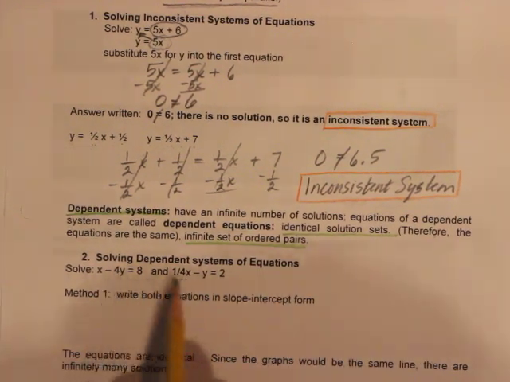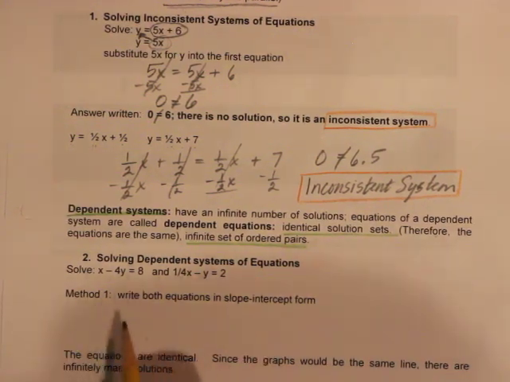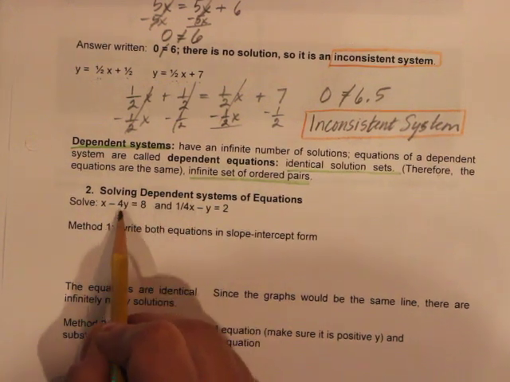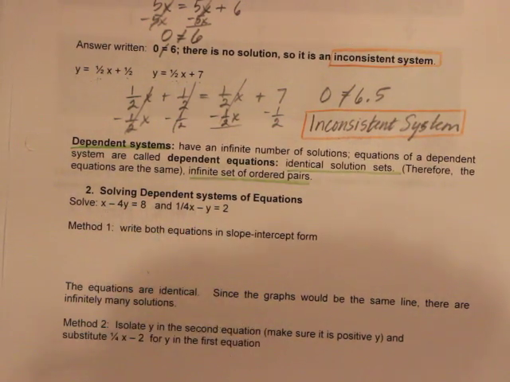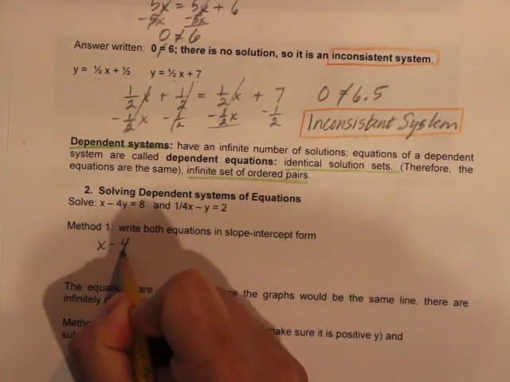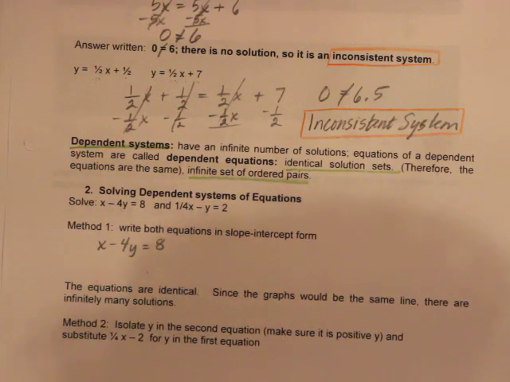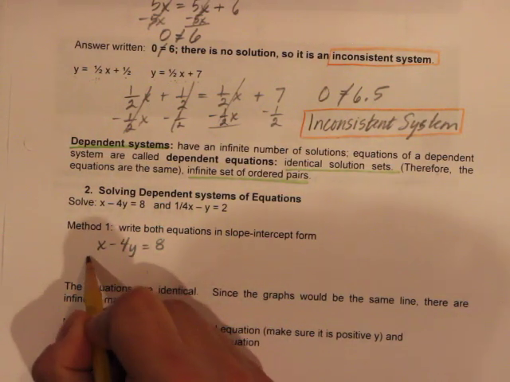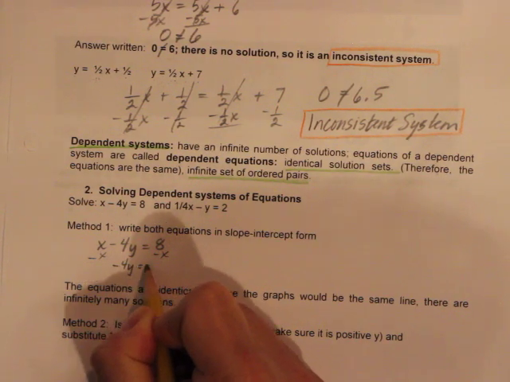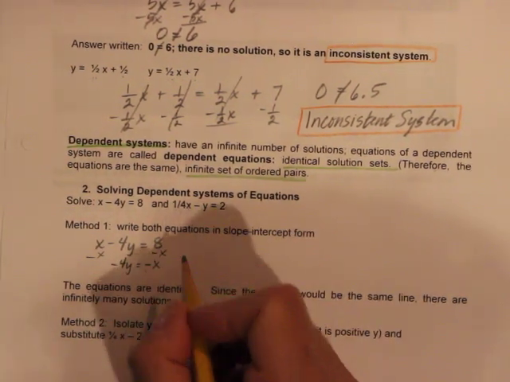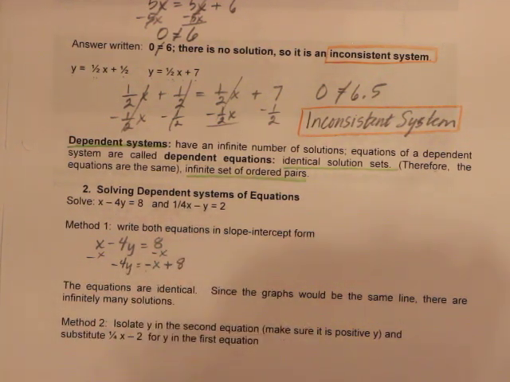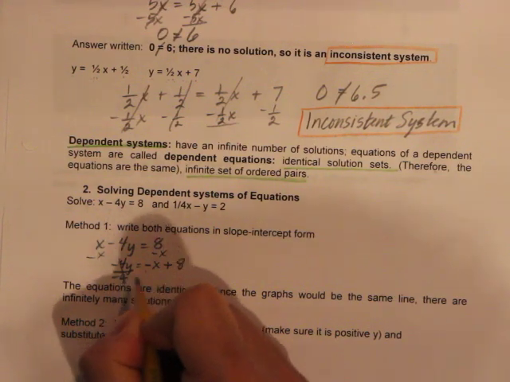So we've got our two equations right here, and one way we can prove that this is a dependent system, meaning it has infinite solutions, is to show that when I write both of these equations in slope-intercept form, they're going to be identical. Watch this. So x minus 4y equals 8. I'm going to write that in y equals mx plus b form. First thing I'm going to do is move the x. I'm going to end up with negative 4y equals negative x. Remember, I can't combine these. These aren't like terms, so I have to list them separately. Minus x plus 8.